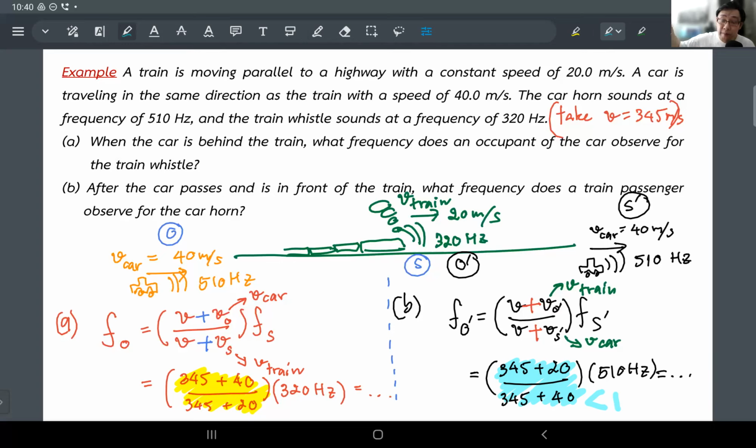So from the perspective of the passenger on the train, they will see that the car is actually going away. It's running away from it. So things running away will generate a lower pitch. Okay, perfect. So this ratio should give you a value less than 1. So you should hear the horn sound of the car has a lower tone. I mean, not tone, lower pitch right there. So as you can see now, the application of the Doppler effect is not bad anymore.